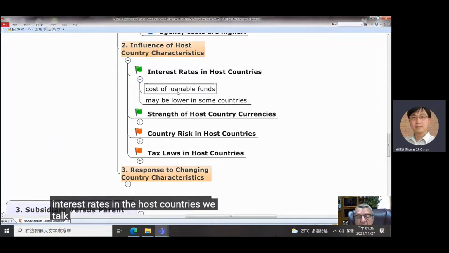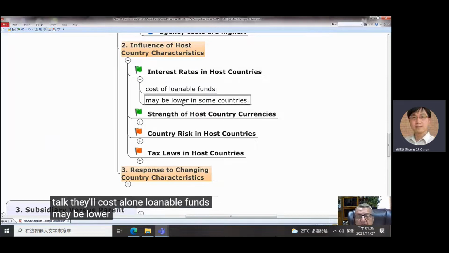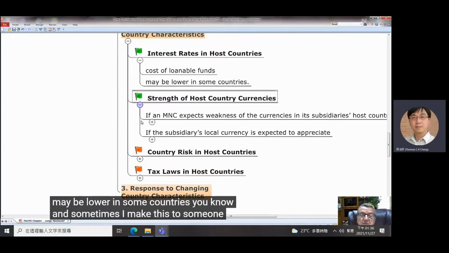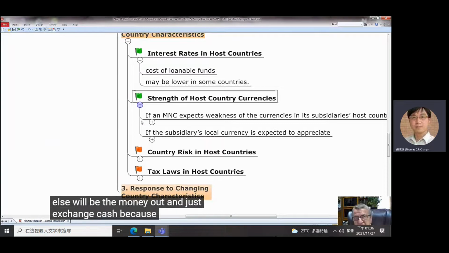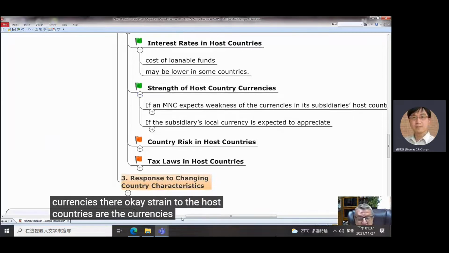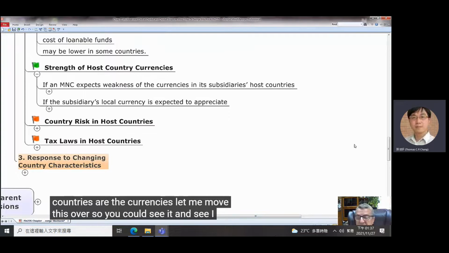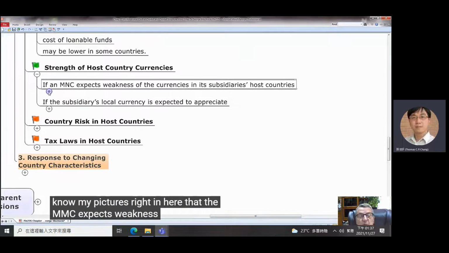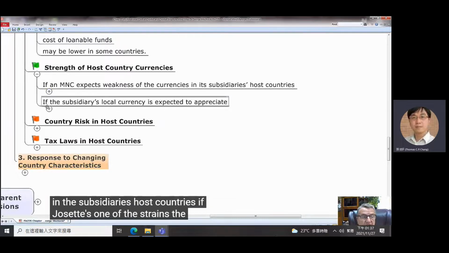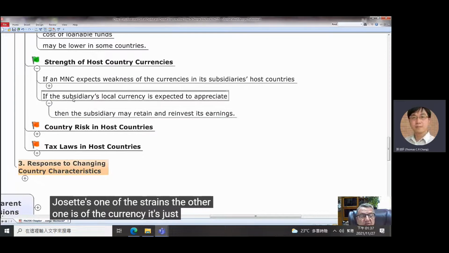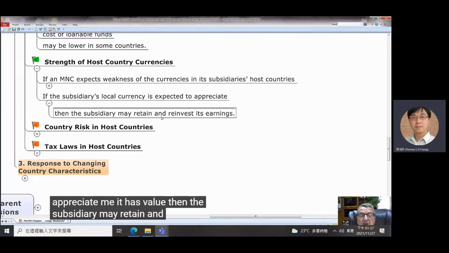Interest rates in the host countries, we talked about cost of loanable funds may be lower in some countries. And sometimes I may just do something else and bring the money out and just exchange cash because it's got stronger currencies there. Okay, strength of the host countries' currencies. Let me move this over so you can see it. If the MNC expects weaknesses of currencies in its subsidiaries' host countries, so that's one of the strengths. The other one is of the currency. If the subsidiary's local currency is expected to appreciate, it has value, then the subsidiary may retain and reinvest its earnings in the subsidiary's local currency instead of using the parent or transferring it. I'll just keep it in there.